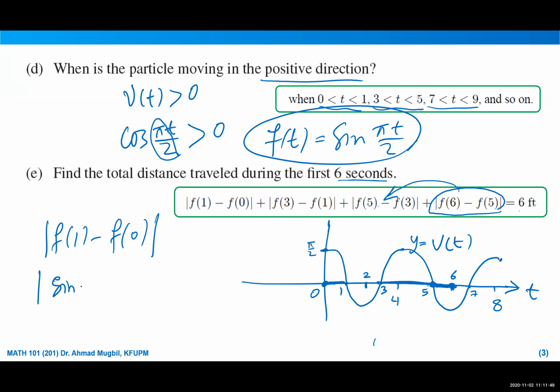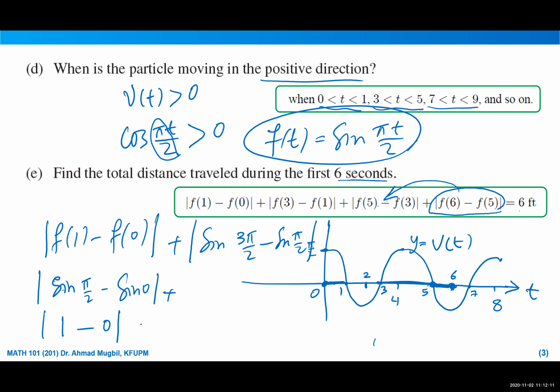It will be sine of pi over 2 minus sine 0, plus, let's take this one, sine of 3 pi over 2 when t is 3 minus when t is 1. It will be sine pi over 2, which is 1, minus sine of 0, which is 0, plus sine 3 pi over 2. What is it? It is negative 1, minus sine pi. It is negative 1 because this will be 1 minus 1.